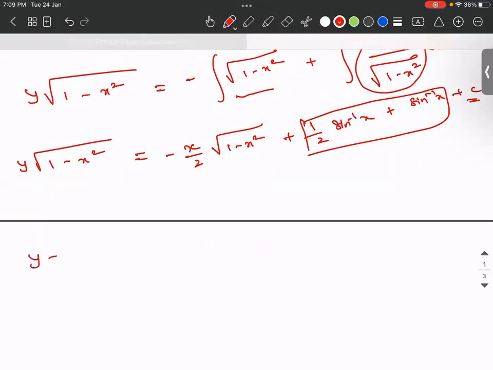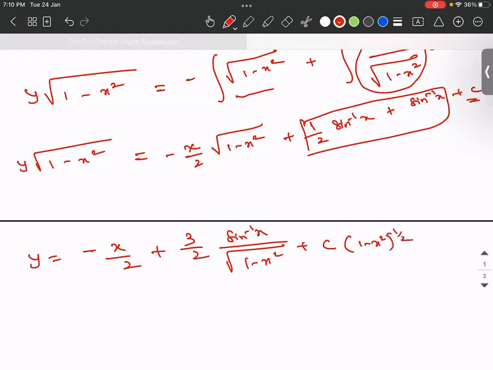So what will be the value of y? Take everything to the other side. Y will be minus x by 2 plus 3 by 2 times sine inverse of x divided by root of 1 minus x square, plus c into 1 minus x square the whole power minus half, or c divided by root of 1 minus x square. However you want, you can leave it. Are you able to understand? Is this clear? Those who have not solved, suppose this kind of a problem comes, you should handle.